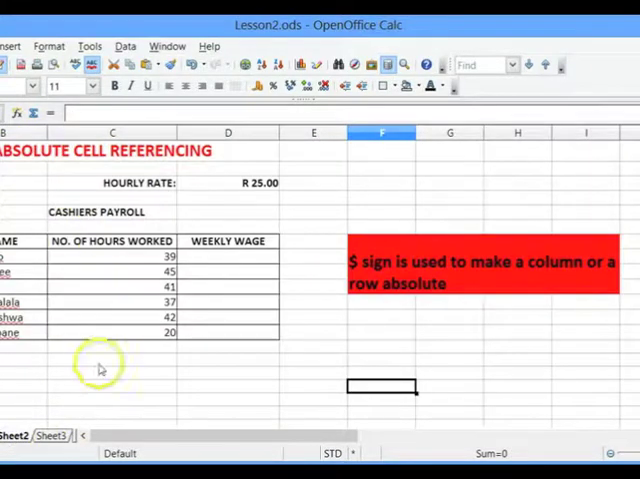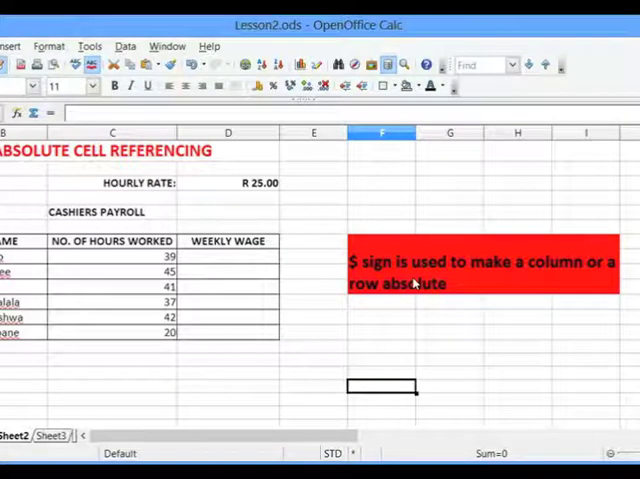Let us move on to absolute cell referencing. There are times when we do not want the cell reference to change when we copy a formula or a function. In these cases, we use absolute cell referencing. An absolute cell reference is a cell reference that will not change when the function or formula is copied. To make a cell reference absolute, we use a $ before the column letter or the row number. So a $ is used to make a column or a row absolute.